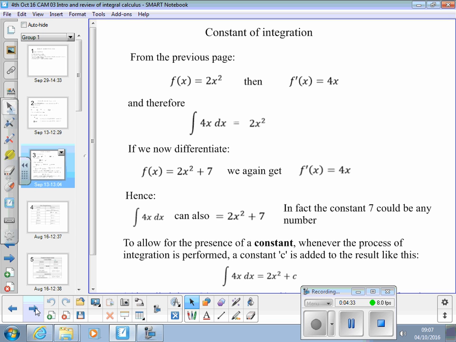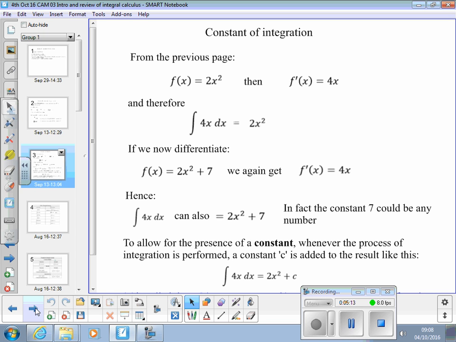So the process is involved in dealing with different types of functions, rather like we had a process to go the other way, to differentiate. If we differentiate, something we have to deal with is constants. If we differentiate, from what we looked at in previous weeks, 2x squared plus 7, we also end up with 4x. So if we differentiate 2x squared on its own, we end up with 4x. But if we differentiate 2x squared plus 7, we also end up with 4x.